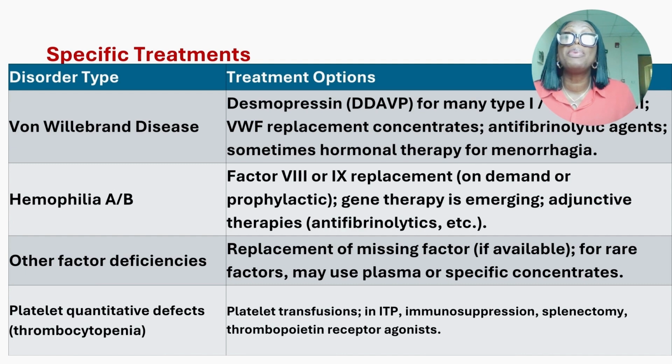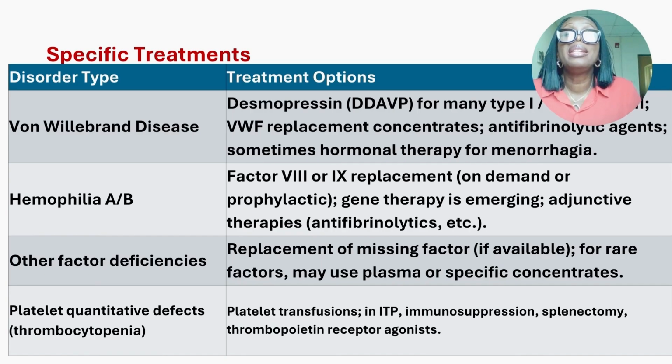There's also gene therapy that is emerging to correct this disorder. We have other factor deficiencies. In other factor deficiencies, you can also do replacement of the missing factor if available. But if this is not available, we can use plasma concentrate or specific concentrate, or cryoprecipitate, to augment. Okay, we have platelet quantitative defects. For platelet quantitative defects, platelet transfusion is appropriate.